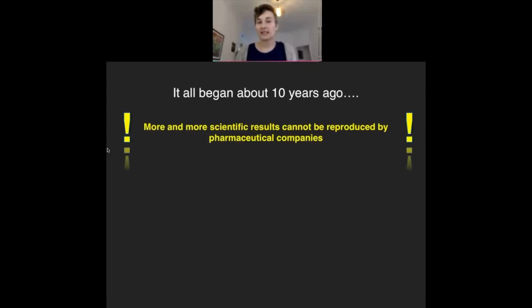So we are facing a replication crisis. This all began about 10 years ago. What happened is that pharmaceutical companies, primarily in the US, went public and claimed that more and more scientific results cannot be reproduced. This was a huge problem because it meant that a lot of money had been wasted by these companies. They move on to perform clinical trials with compounds that turn out to be not effective. And furthermore, it's also very unethical towards the patients because they're patients hoping for new therapeutics, for these clinical trials to be successful because they might be able to help them.